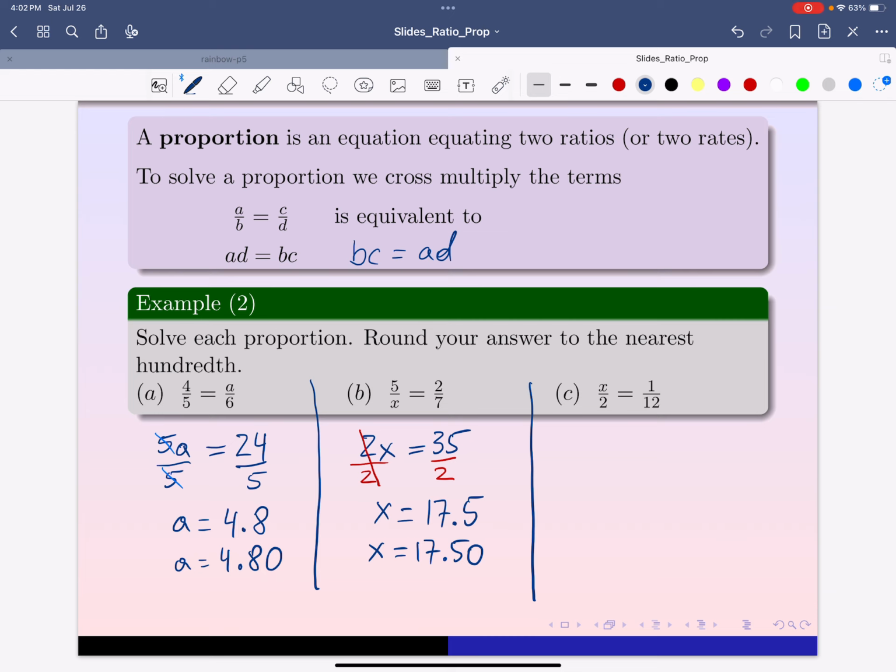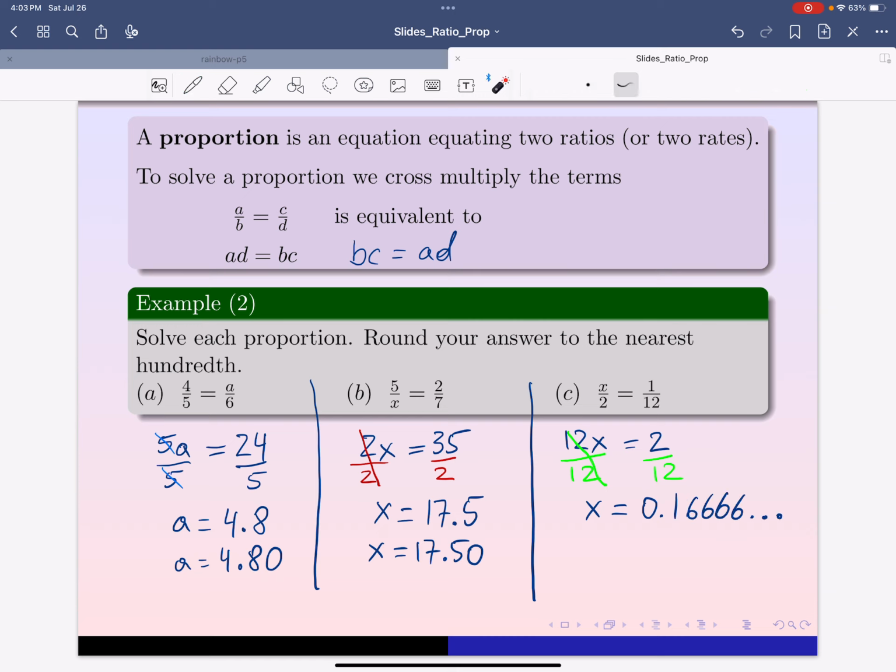And then the last example, we do exactly the same. x times 12 is going to be equal to 2 times 1. So x times 12 is 12x, and this is equal to 2 times 1, which is 2. Now we need to solve it, so we divide by 12, this cancels out, and x is equal to, if we type in the calculator, 0.16666, and it keeps going.